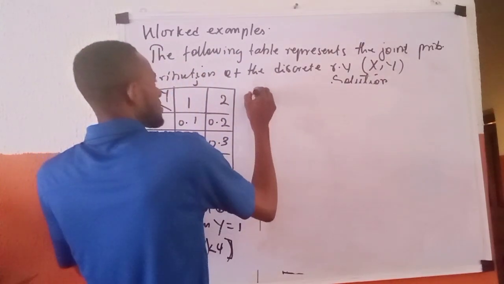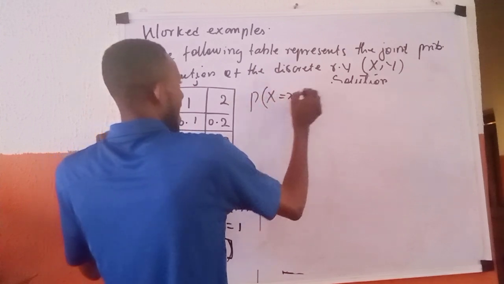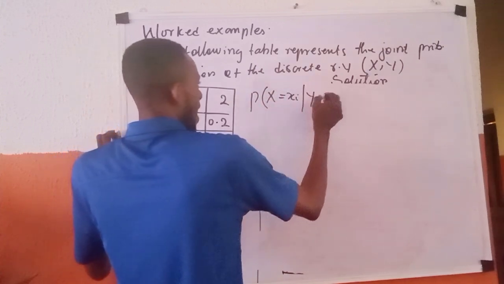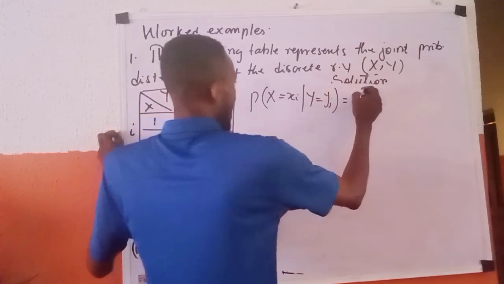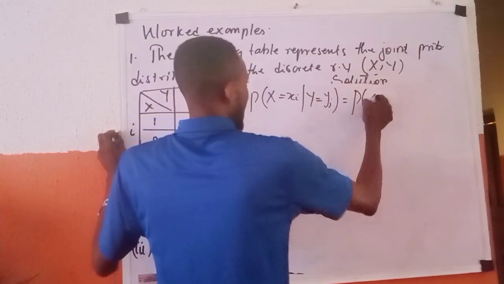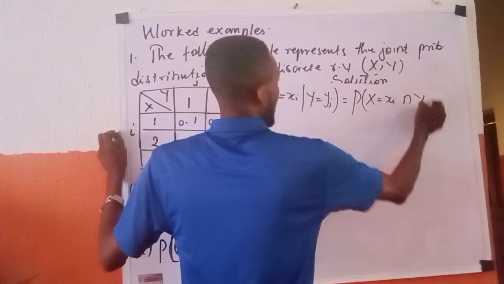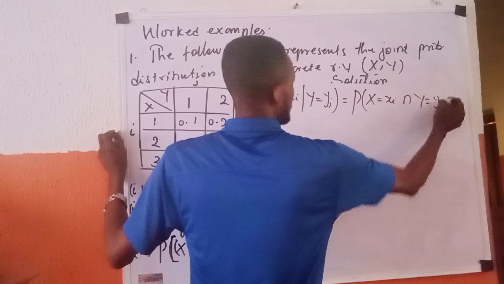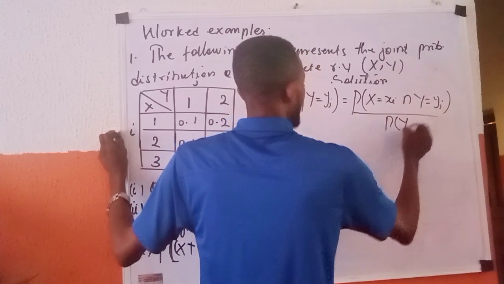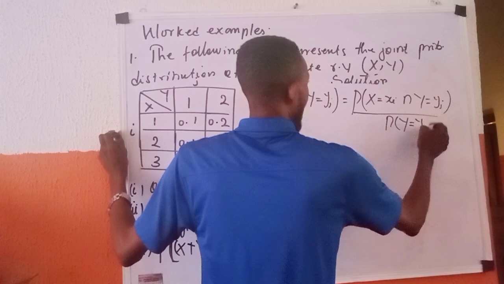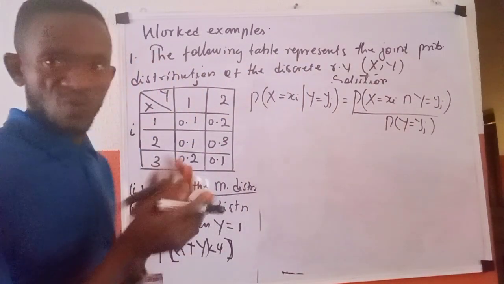We say that it is the probability that capital X equals Xi, given that capital Y equals Yj, which is defined as the probability that capital X equals Xi intersection capital Y equals Yj, all over the probability of capital Y equals Yj. This is what we gave earlier. Okay?